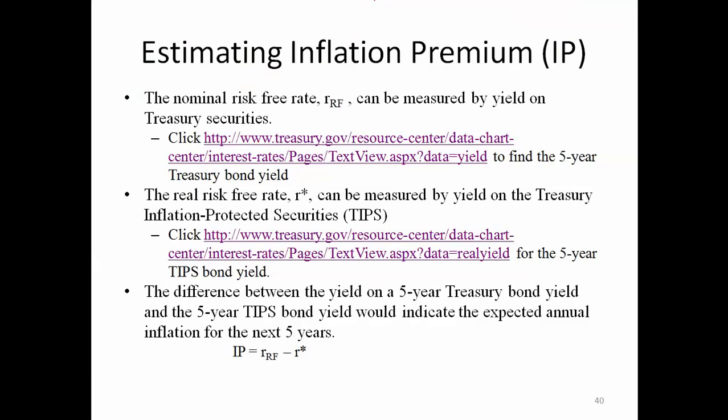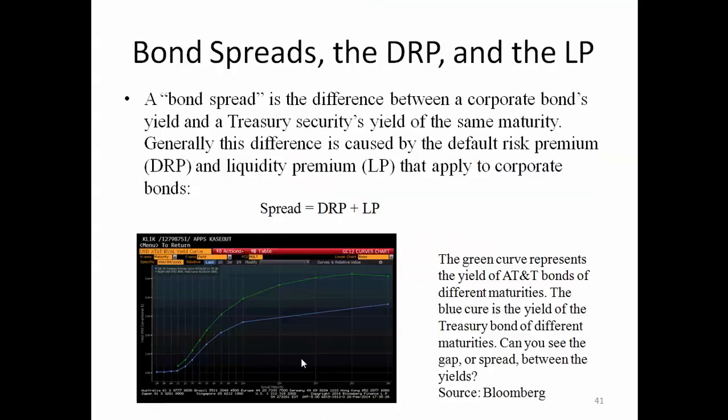So the difference between the yield on the 5-year Treasury bond and the 5-year TIPS bond would indicate the expected annual inflation for the next 5 years. And that is the so-called inflation premium.